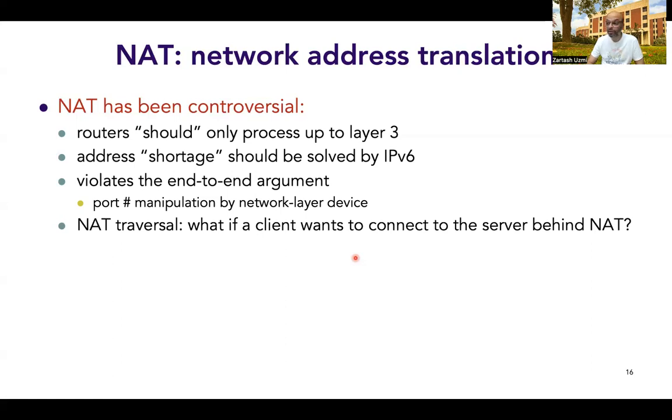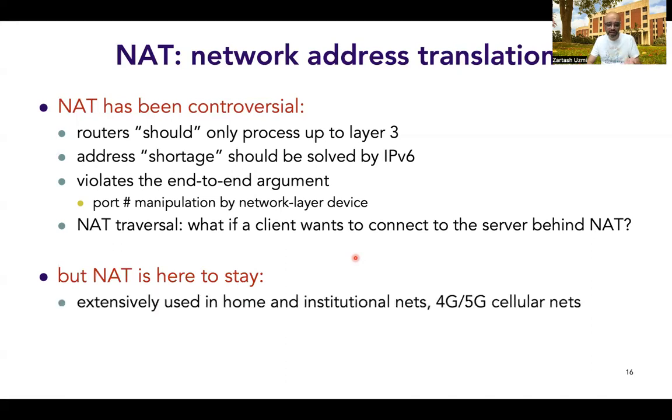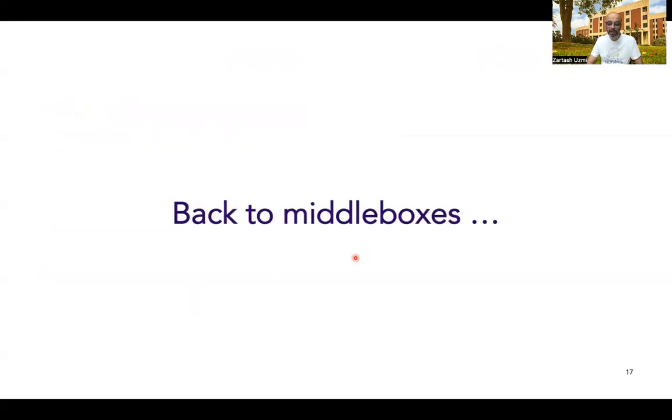We said that for security purposes, they should not be able to access me. But what if I am running a web server that I want to be visible outside campus? How would somebody be able to access that web server? And we said that there are solutions existing for this. But besides these controversies, besides these arguments against it, NAT is here to stay. It is very, very widely used, extensively used in homes and institutions and 4G, 5G cellular networks.